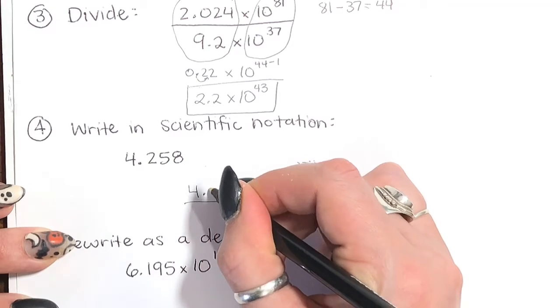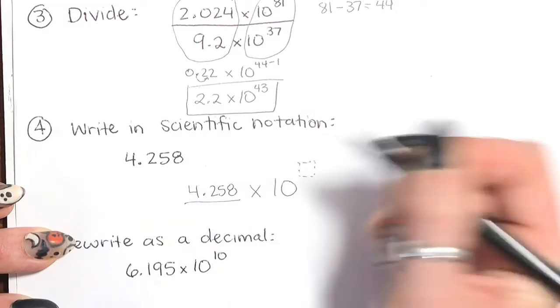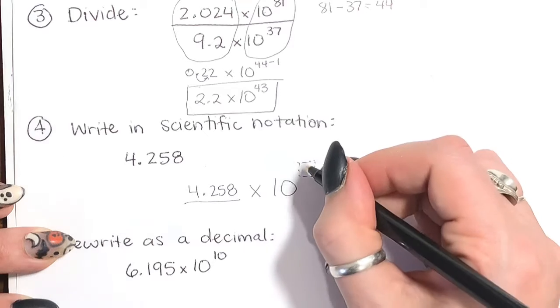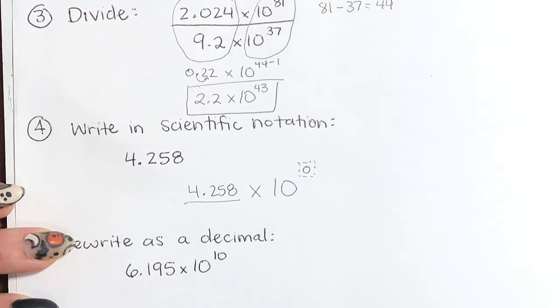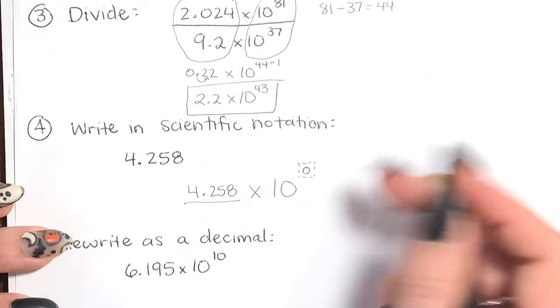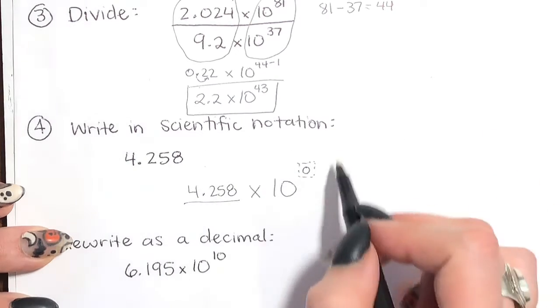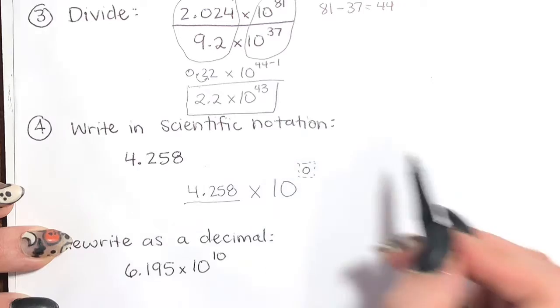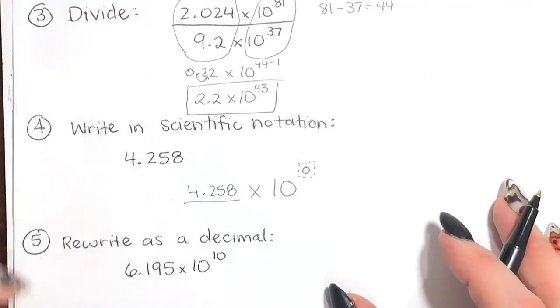So we get just 4.258. And since I didn't move my decimal at all, it's just going to be a power of 0. So kind of a trick question on that one. If you don't move it at all, you'll just have a times 10 to the 0. But now at least it's in that correct scientific notation format that they requested, even though it's kind of silly.